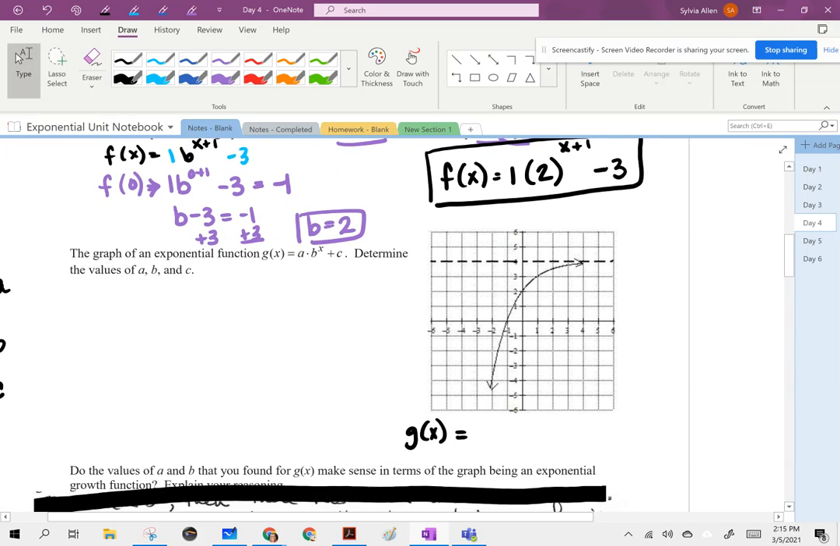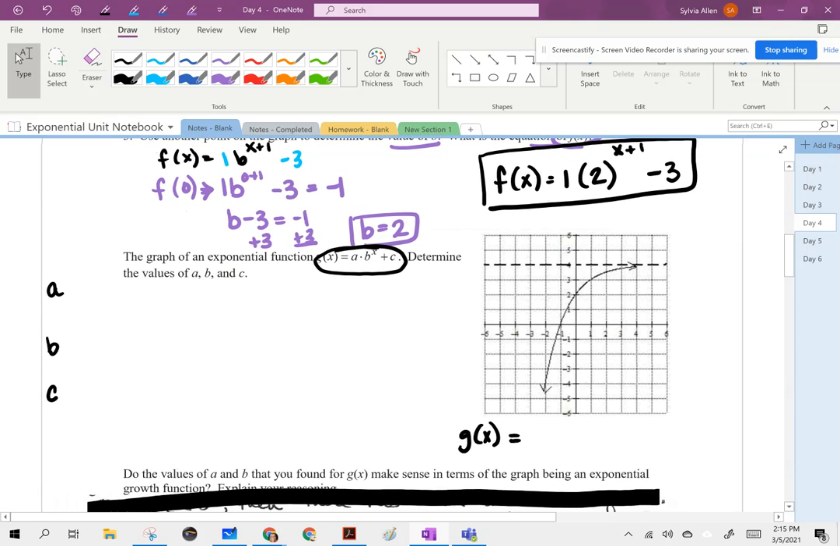All right, now they're giving us a graph. Notice no reflections, and we are going to determine the values of A, B, and C. But before we do that, let's just take a step back and see what we notice. Notice that the graph is below the horizontal asymptote. So one of the first things that's easy to recognize is the value of C. So I agree that C would be 4 because that is going to be our horizontal asymptote.